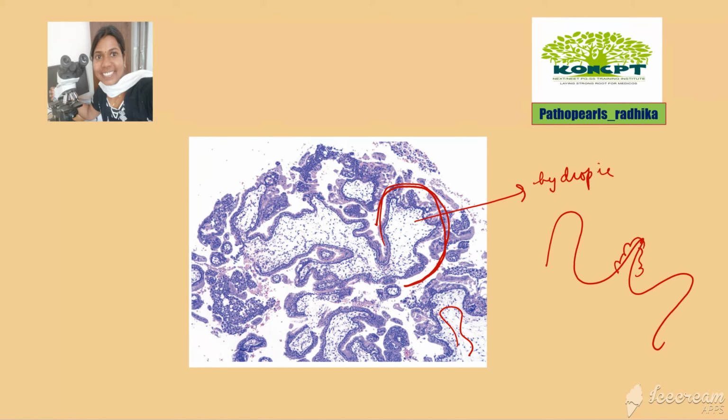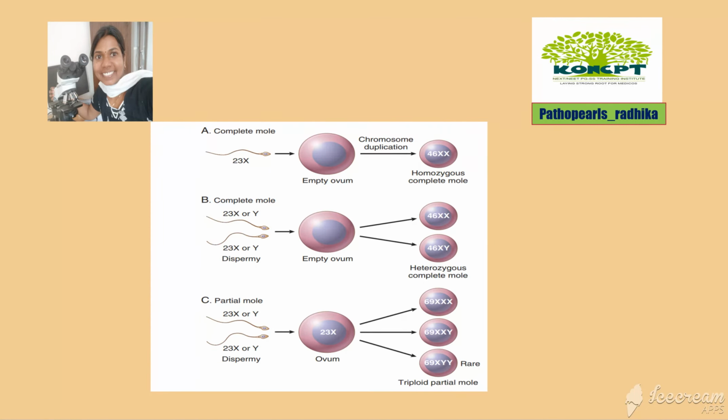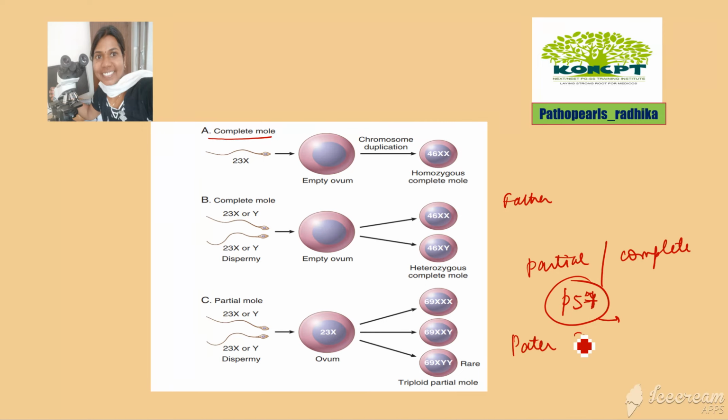Okay. So I was discussing that the genetic material in complete mole is derived from the father, which we call androgenesis. Why is this important? Suppose you have histological difficulty in differentiating between a partial mole and a complete mole, you can go for an IHC called P57. So P57 you can use to differentiate. Why? Because P57 is actually a paternally imprinted gene which is expressed only by the maternal gene.